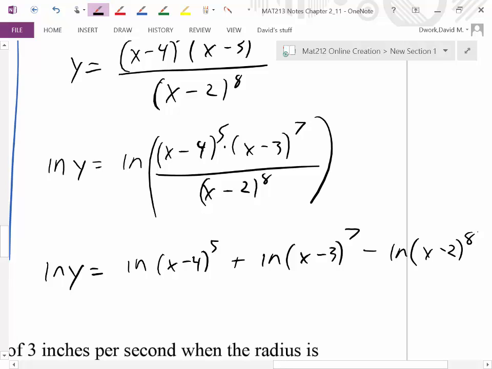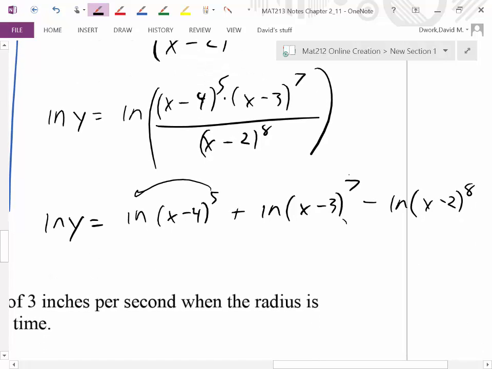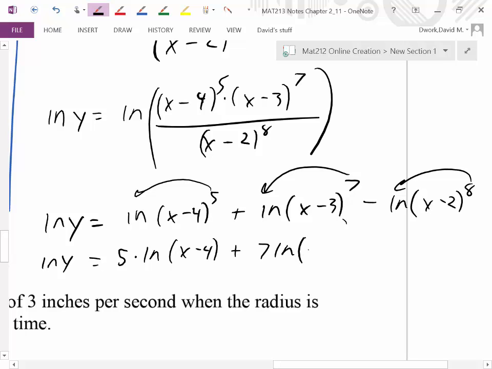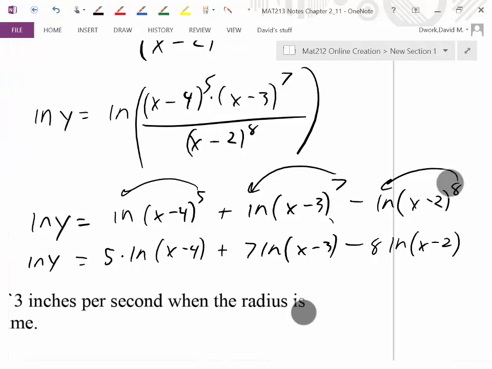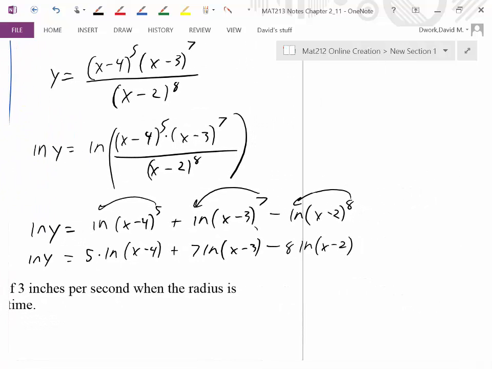So now you can see it's already looking a little bit better. But I can clean this up even more because I can bring all these exponents out to the front, can't I? So that would give me natural log of y equals 5 times the natural log of (x minus 4) plus 7 times the natural log of (x minus 3) minus 8 times the natural log of (x minus 2). Now, why is that actually helpful?